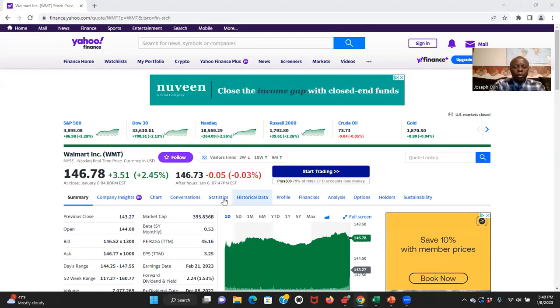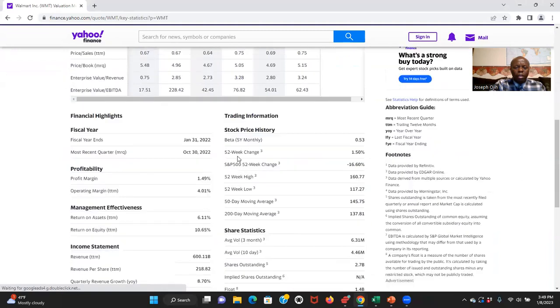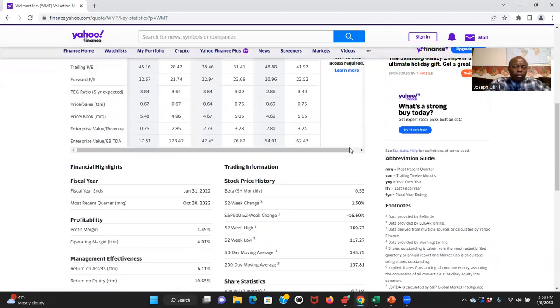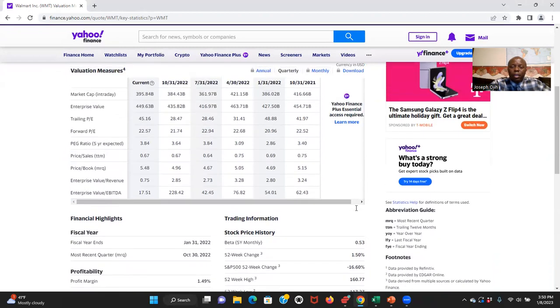Okay. So when you look at the statistics, you can see the 5-year monthly beta is 0.53. This is not a static number. It changes depending on how risky the stock is. So this is for 5-year monthly. This is 0.53. Okay, that means it is less volatile than the market.